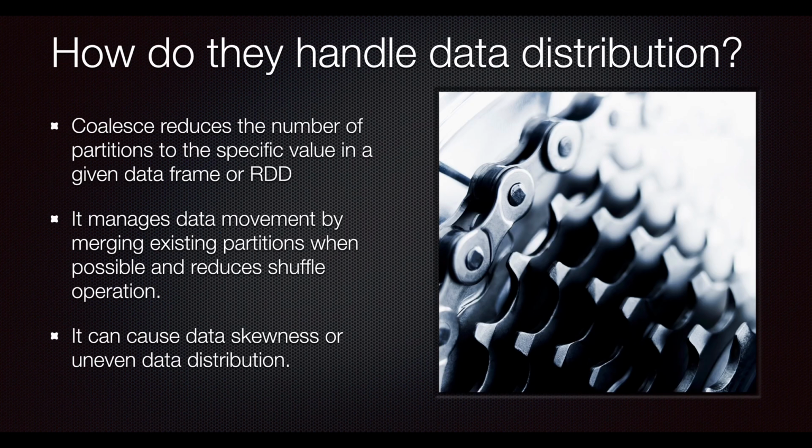Now, Coalesce being an efficient one, helps to reduce the number of partitions in a data frame. It tries to minimize the data movement by merging the existing partitions and also avoids any shuffle operation. But it has its own downside as well. It can cause data skewness or uneven data partition.